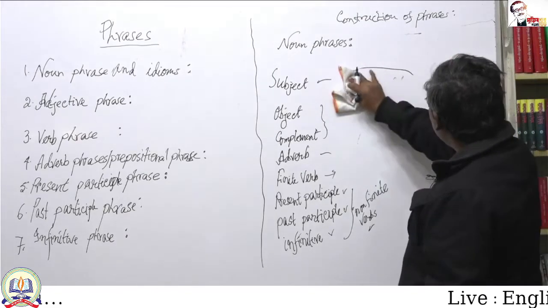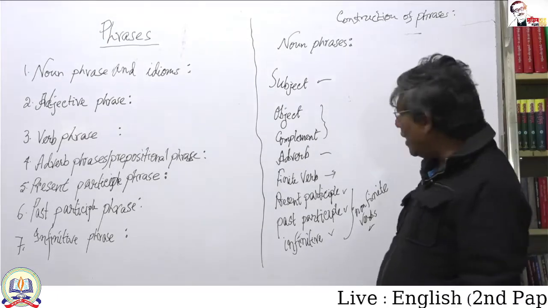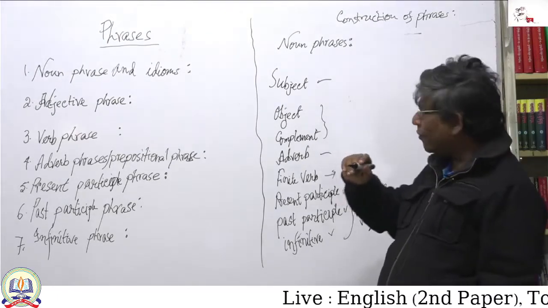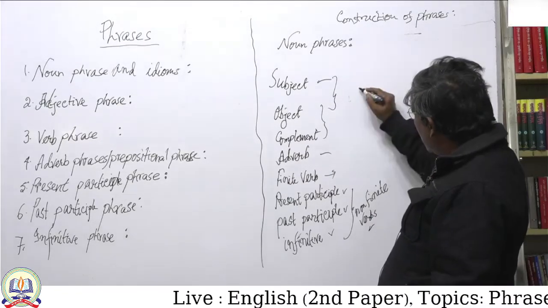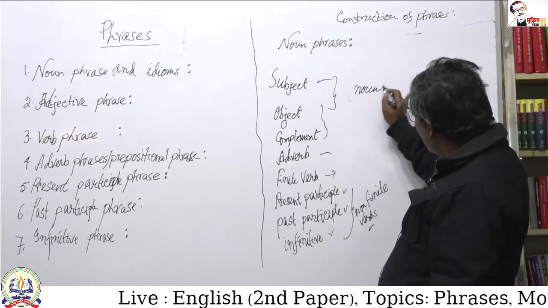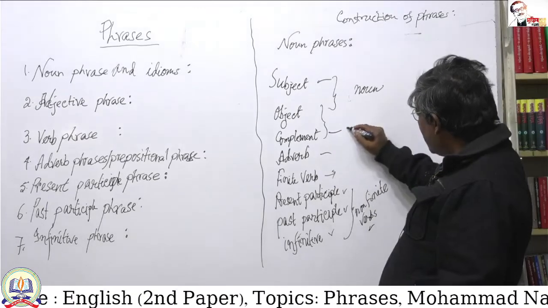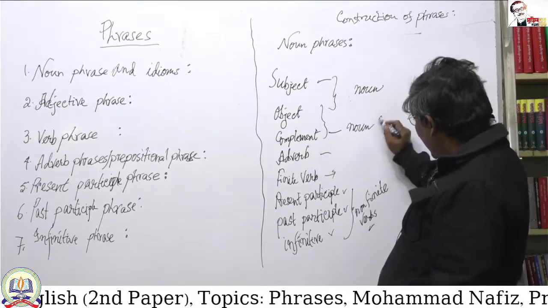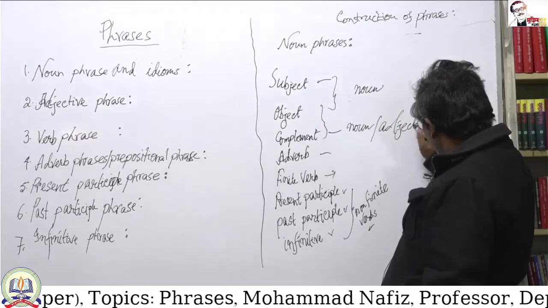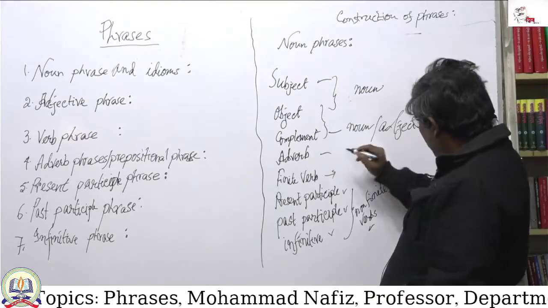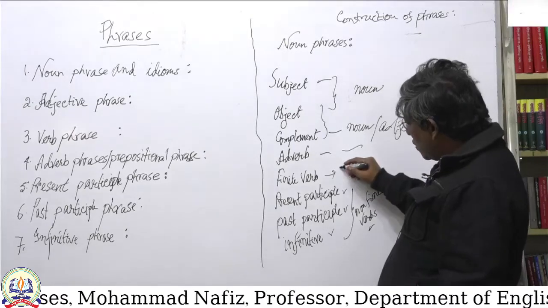For example, let us get an elaborated but brief idea about the function of different parts of speeches. In subject and object, noun is the parts of speech, and complements can be both noun and adjectives. Adverb, you know, adverbials, you know. What are finite verbs?